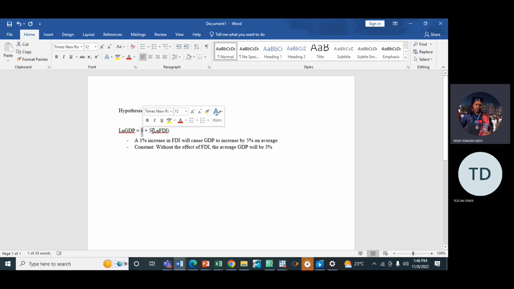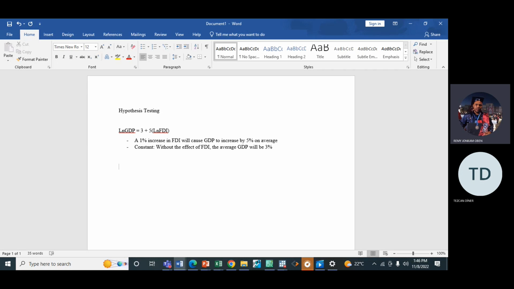So to interpret it, we'll say without the effect of FDI, the average, again, you have to always mention average, the average GDP will be 3%. We are using percent because it is log. You remember, right? Everything fine. Okay, that is how to interpret coefficients. But now there is a problem. When do we interpret coefficients?